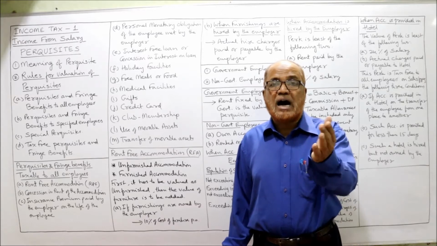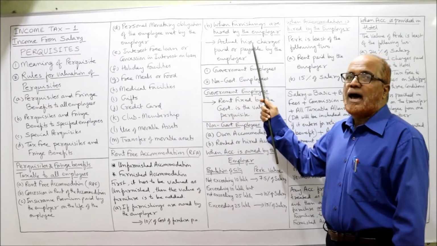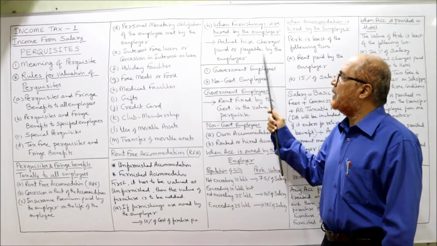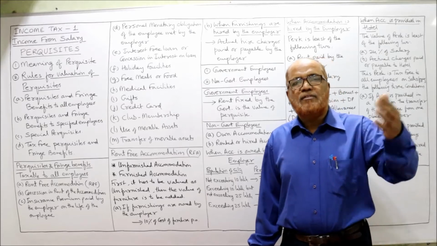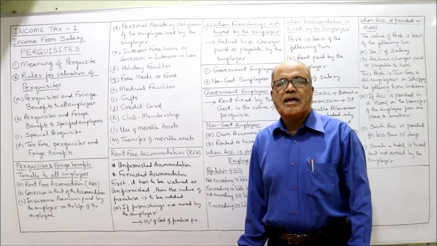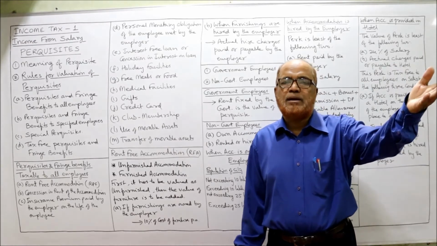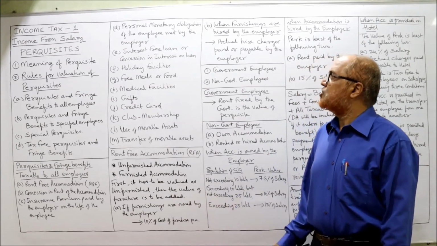If the furniture is hired by the employer, then the actual hire charges paid or payable by the employer are added. Sometimes the furniture is not owned by the employer. The furniture is hired by the employer and given to the employee. In that case, whatever hire charges are paid by the employer will be added to the value of the unfurnished house.